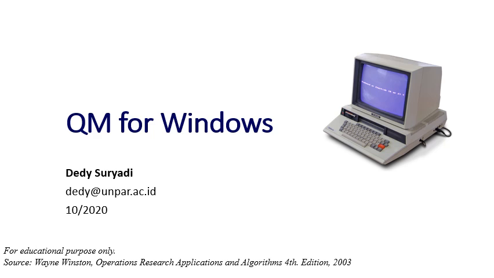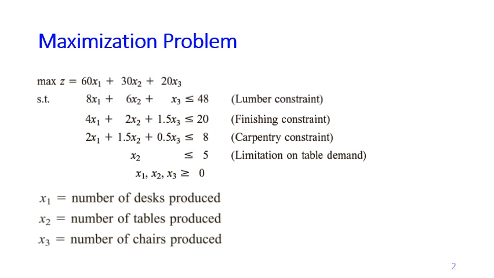Here's a quick introduction on the software called QM for Windows that you may use to solve linear programming problems, among other things. So let's start. First, let us solve this maximization problem with 4 constraints and 3 variables.